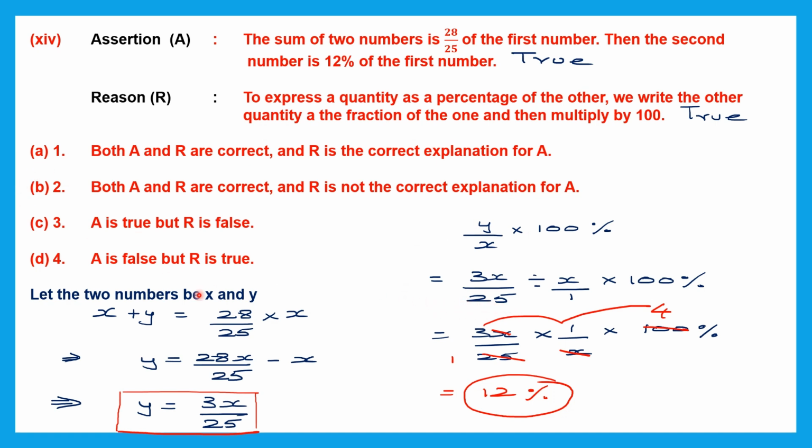We will choose option A, which states both A and R are correct and R is a correct explanation for A.